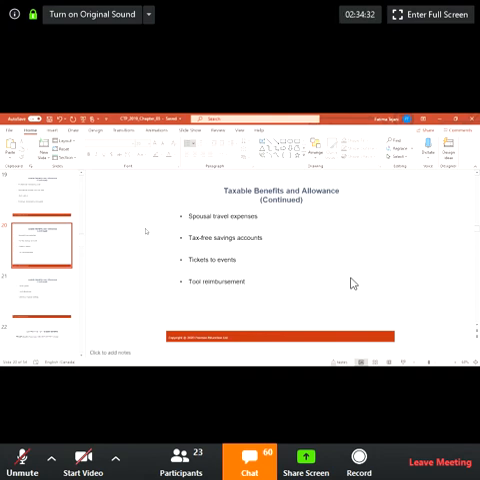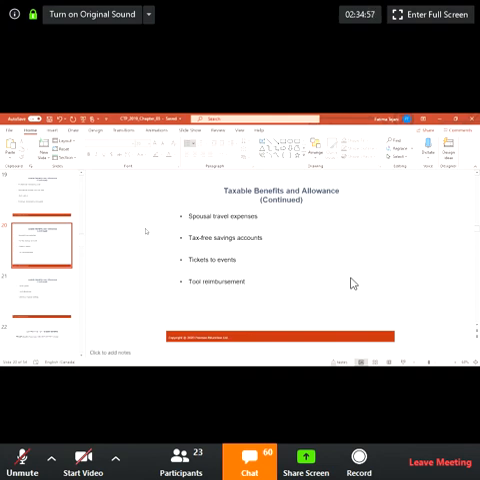However, if the employer says your spouse can accompany you and I'm going to sponsor that ticket, but your spouse is going to help me in the business presentation as well, so the employer requests the employee's spouse to help in the presentation or other business activity, in that case it is not considered a taxable benefit because it's for business purposes.